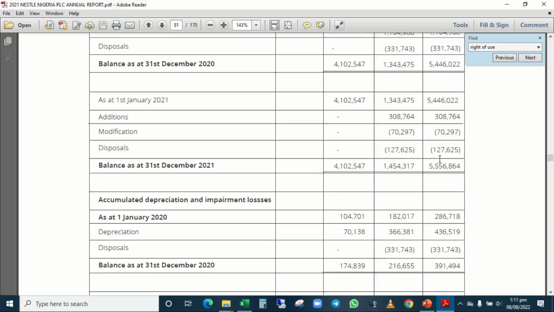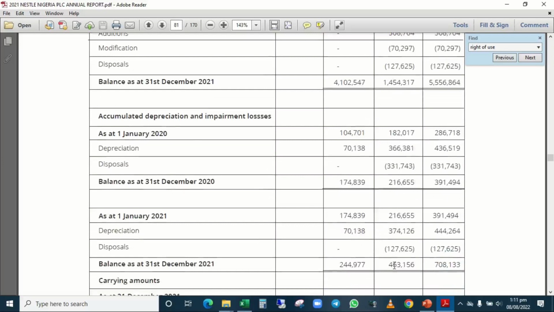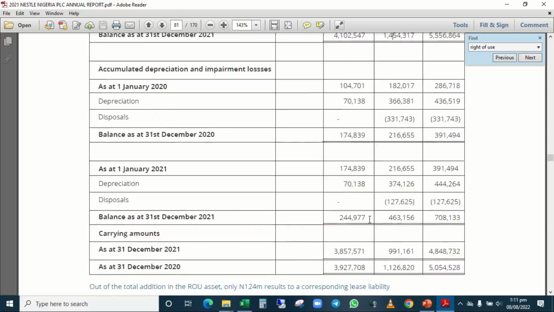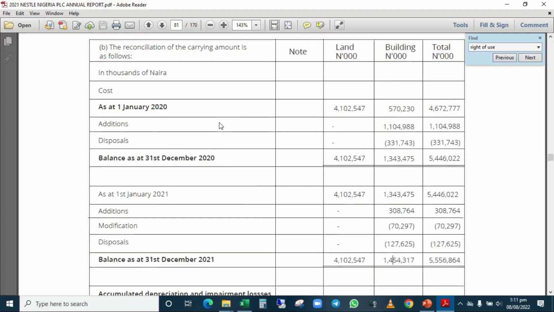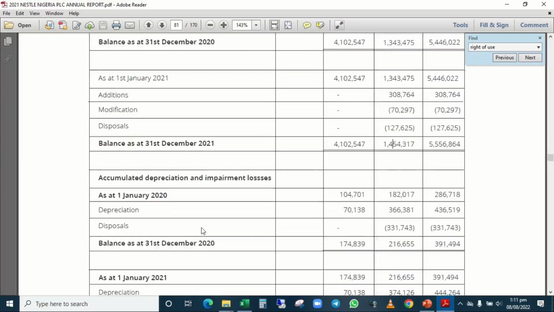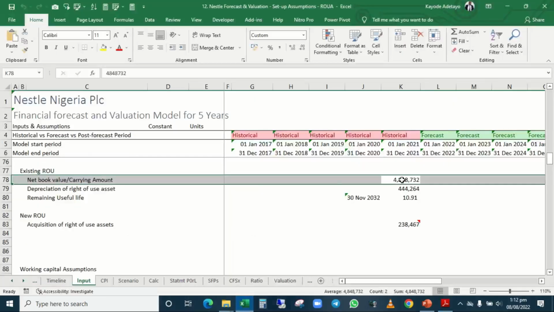So I think that I'm looking at the costs. This is the cost, this is the accumulated depreciation area, and this is the net book value area. 2020 depreciation, 2021 depreciation, and here we have cost 2020 and cost 2021. So we go to the net book value area, which is towards the end, which is 2021. We've got 484,732. So that's the value of the right that is remaining to be depreciated. So that's how we got that.